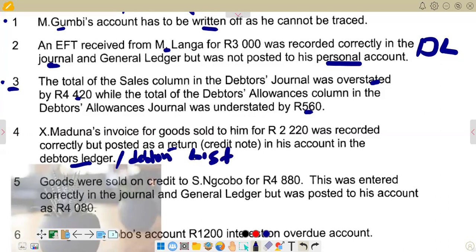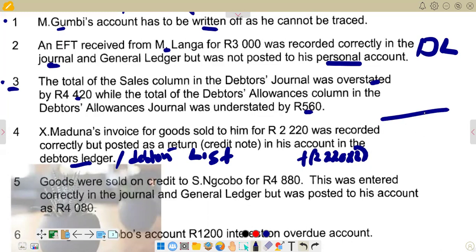So what does it mean? It means it's not going to affect the control. It's only going to affect the debtors list. So on the debtors list, this was entered as a credit note, but it was supposed to be entered as goods sold on credit. So what it means is it was subtracted. So we need to add it. So we are going to have a plus 2,220 times 2, because first of all we have to add to remove this one that was subtracted, and then we add again. You understand? So this is what we have.